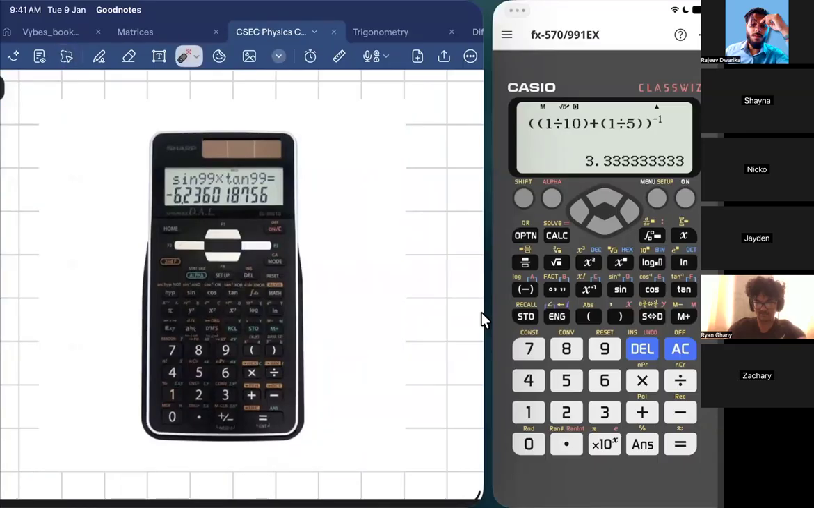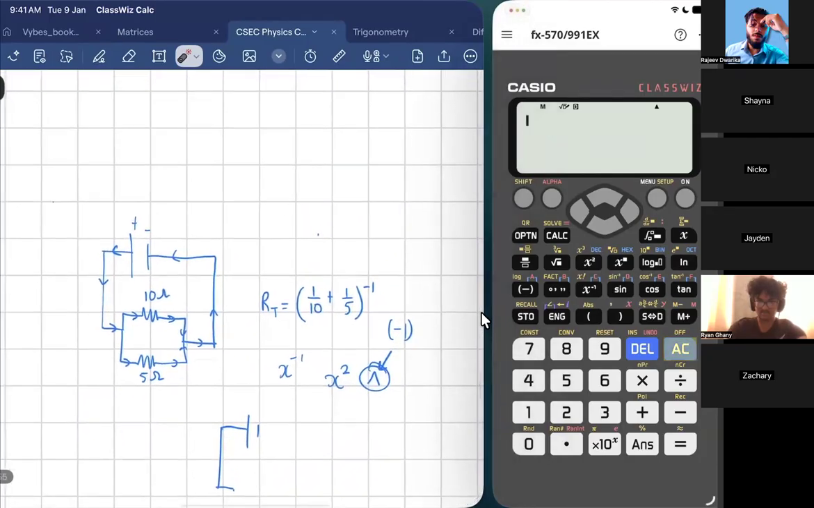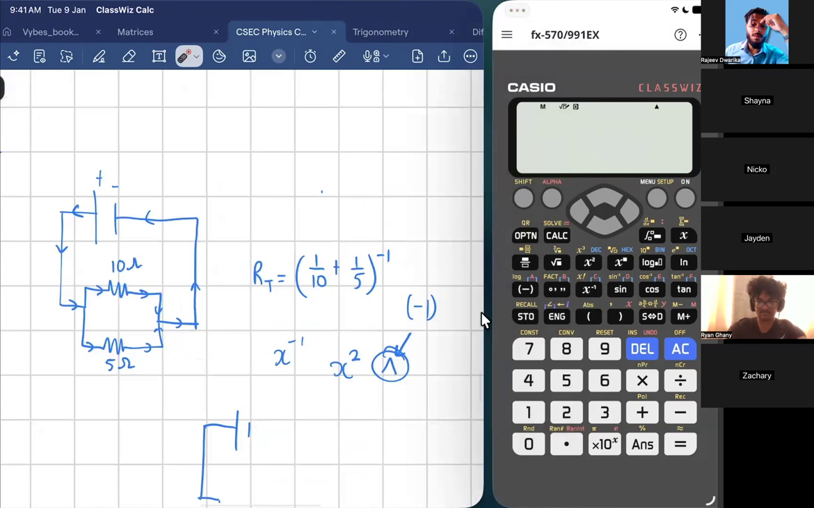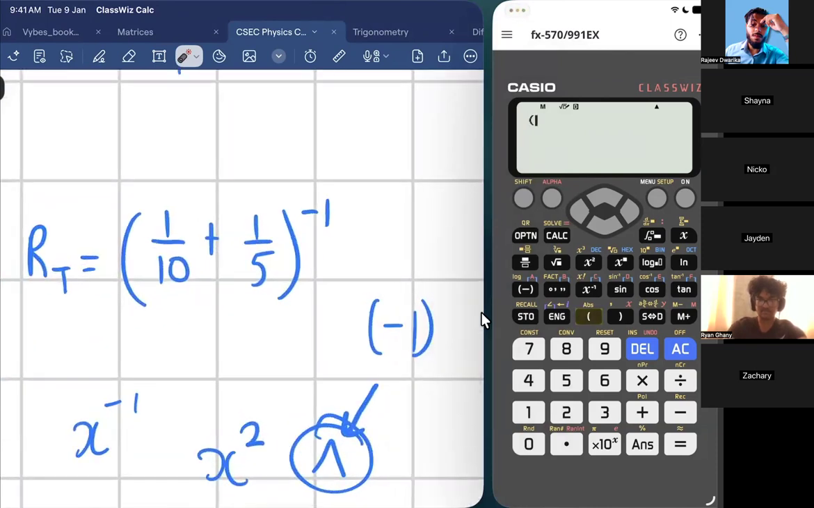Alright, so let me start back from scratch. I want to try something else this time. This should work better, I think. So, open bracket. You see how we have our open and our closed bracket here on either side? Better start with that. So I press our open bracket.